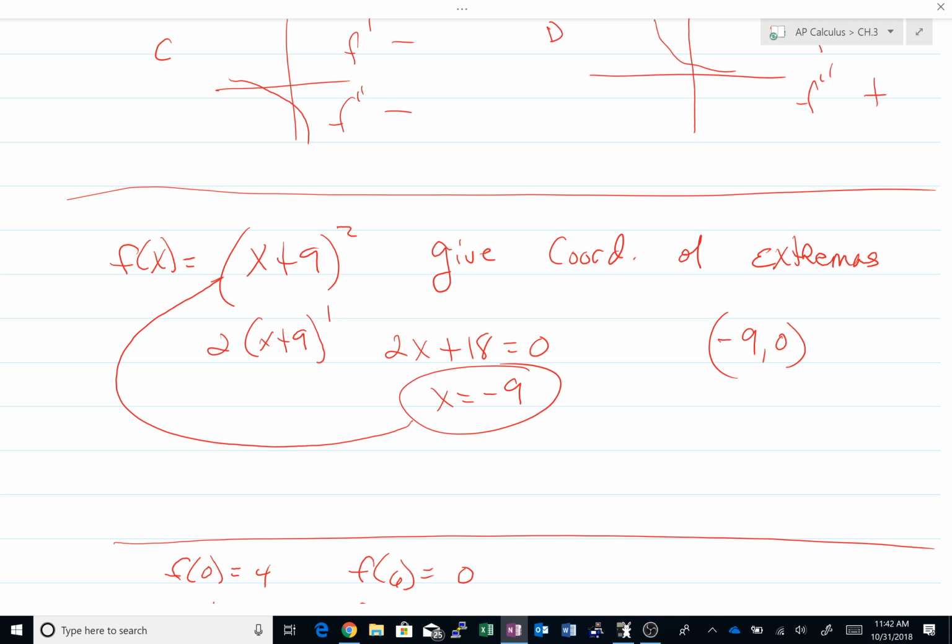I think I added one instead of subtracting. Okay. And is this a min or a max? It's a min. Yes. One of those is right, Amelia.